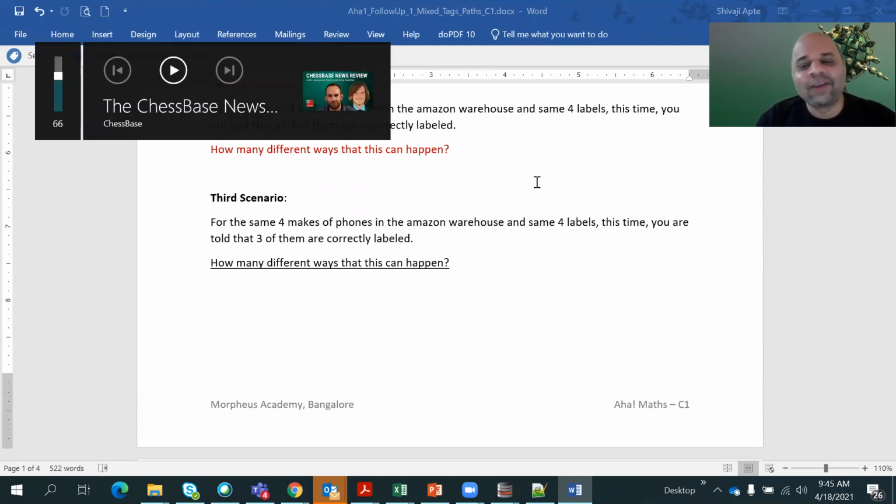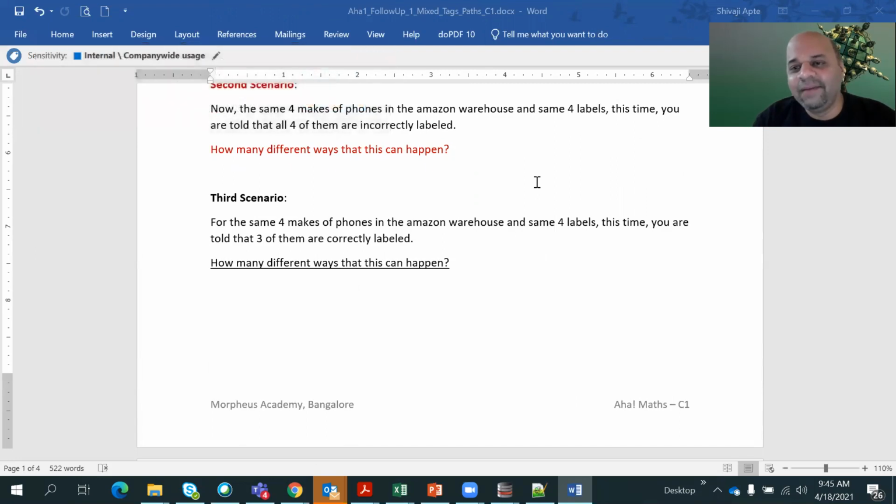Absolutely right. You have got only 4 labels. You don't have 10 labels to give, no extra LG or Huawei labels. You have only 4 labels for the 4 phone makers. If 3 of them you put correctly, the last one also necessarily has to be correct. You cannot put it wrong. Everyone got it?